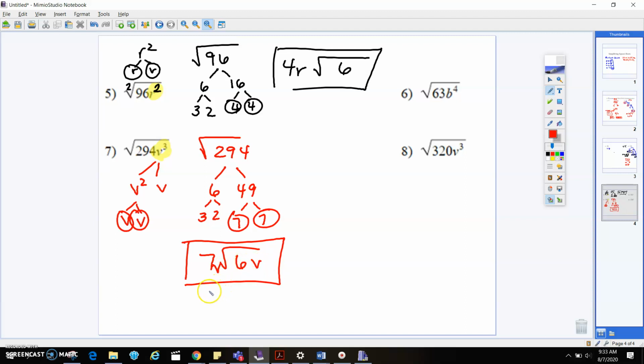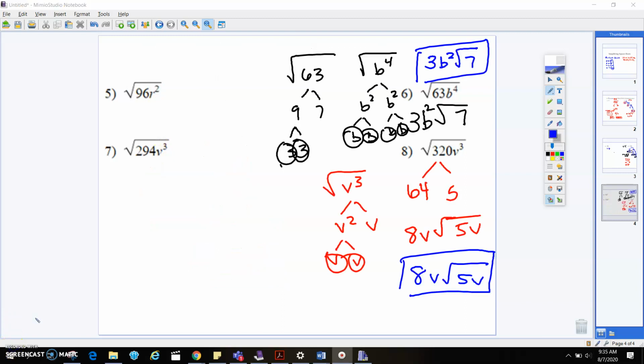Go ahead and pause the video, and I want you to try 6 and 8 on your own, and then you're going to check your work in about 5 seconds. All right, so to check your work, anything that's in the blue box is your final answer. So if you have any questions on these, please see your teacher, or you can email me.